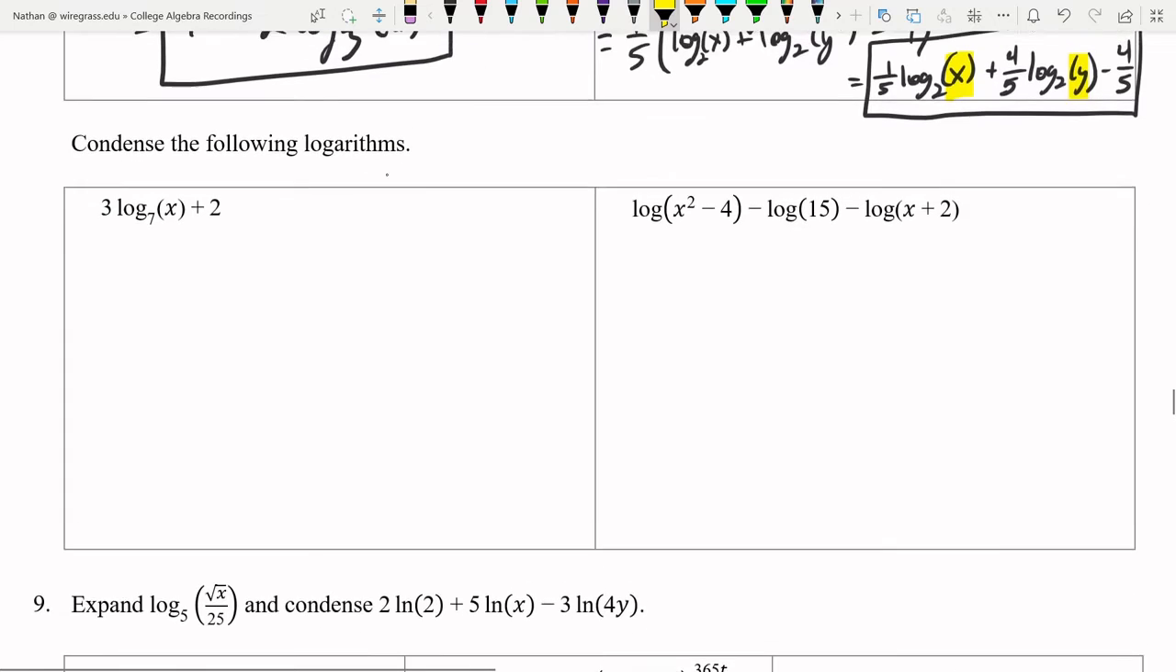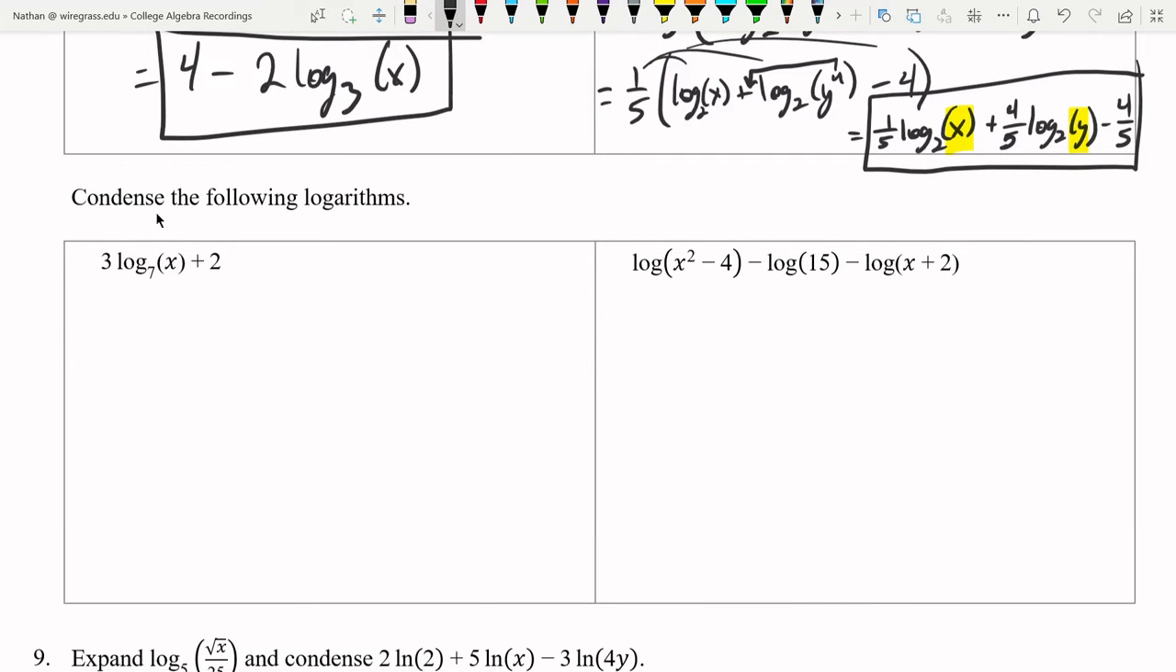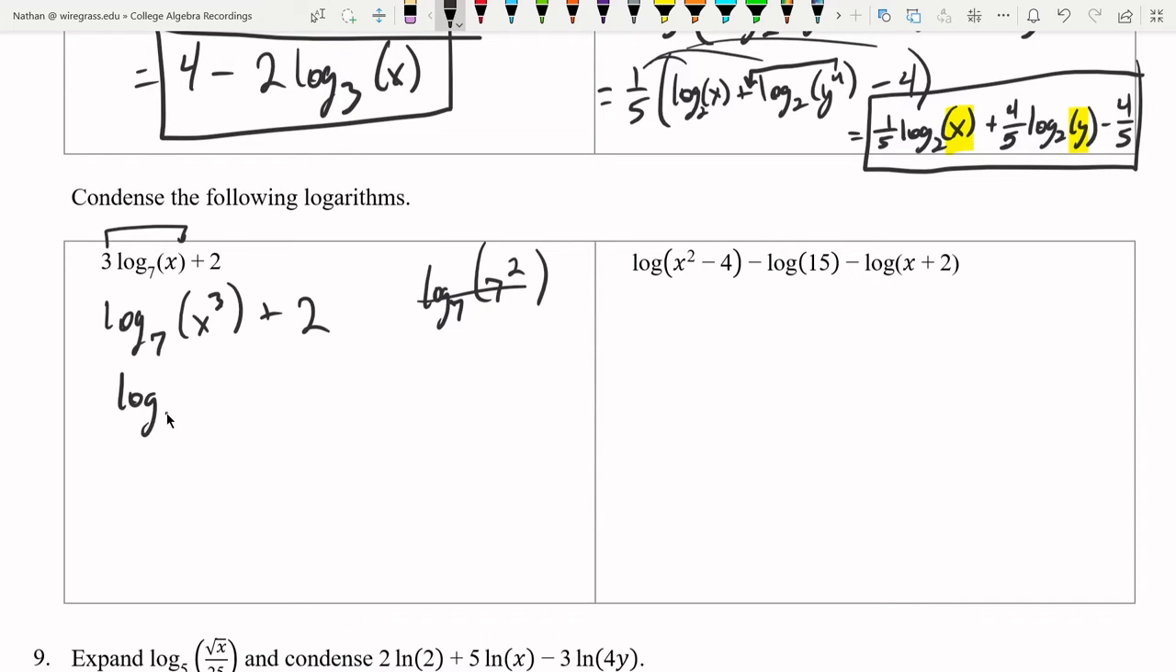All right. So let's condense this. First off, I can move this power in front of the x. It's going to be in the power of the x, not in front of it. And 2, I can't just change 2 to 7 squared unless I do log base 7 of it, because then these will cancel and give just 2 back. However, I like this because now we have log base 7 there. So I'm going to write log base 7 of x cubed plus log base 7 of 7 squared.